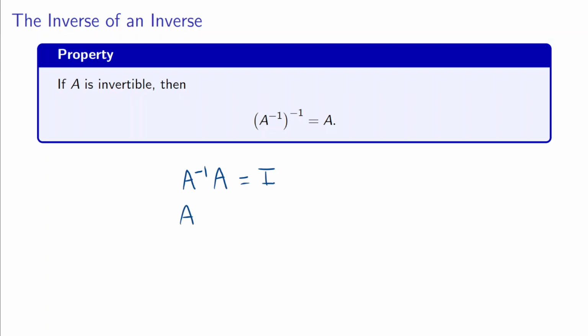If we did it in the other direction, our claimed inverse of A inverse, which is claimed to be A, if we multiply that by A inverse, again, we get the identity. So that's enough for us to see that the inverse of A inverse is just A. Maybe not too surprising, but nice to see that we can prove that pretty quickly.